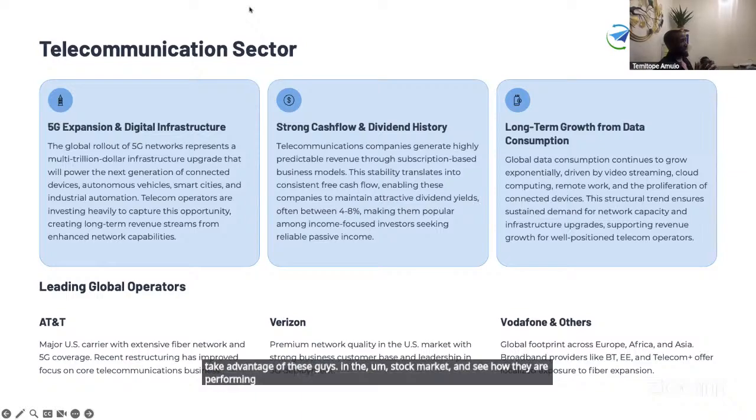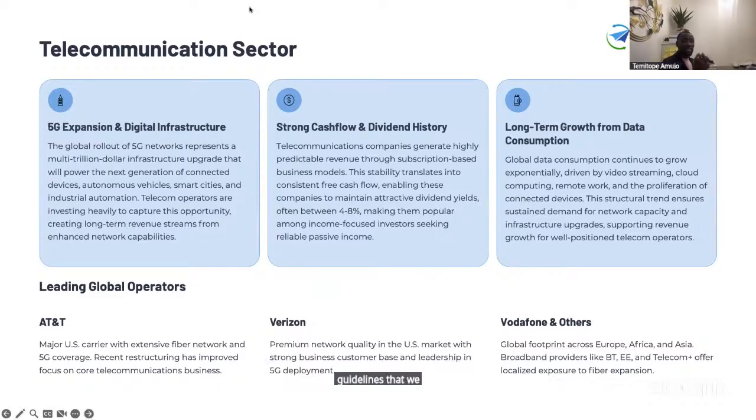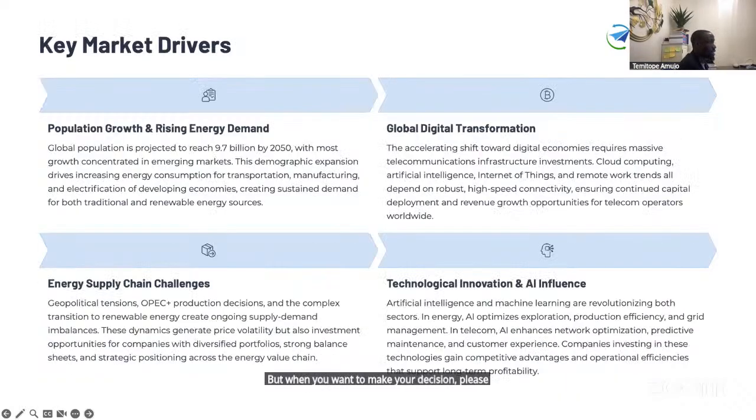But like I said earlier, I will continue to say this because of regulatory guidelines: we are not providing financial advice here. We are only sensitizing us to know what is happening in this sector. But when you want to make your decision, please make an informed decision.